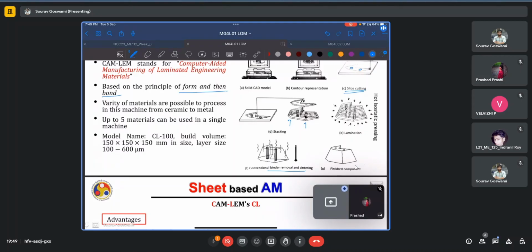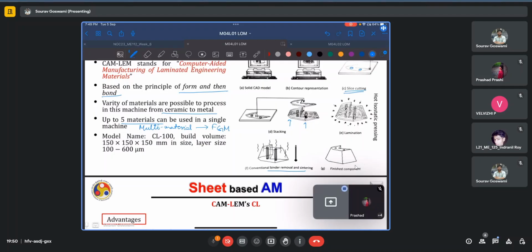Now, a variety of materials can be processed via CAMLAM. Ceramic is given as one example, but it is also suitable for metals. So pretty versatile. And up to 5 materials can be used in the single machine. So it also has the multi-material capability. So maybe it can also be developed further for the manufacturing of FGMs or functionally graded materials.